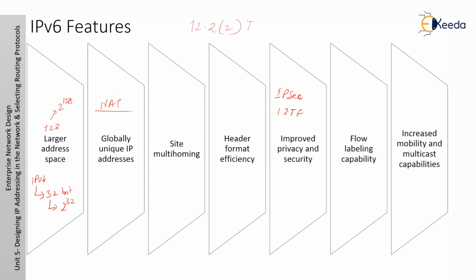Then increased mobility and multicast capabilities. Mobile IP version 6 allows an IP version 6 node to change its location on an IP version 6 network and still maintain its existing connection. With mobile IP version 6, the mobile node is always reachable through one home address. A connection is established with a specific home address assigned to the mobile node, and the node remains connected no matter how many times it changes location and addresses. So this is the beauty of IP version 6 address.